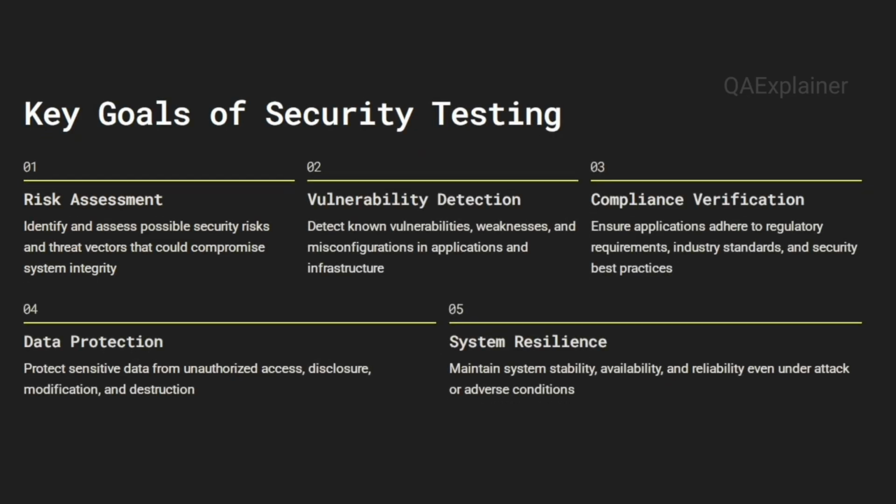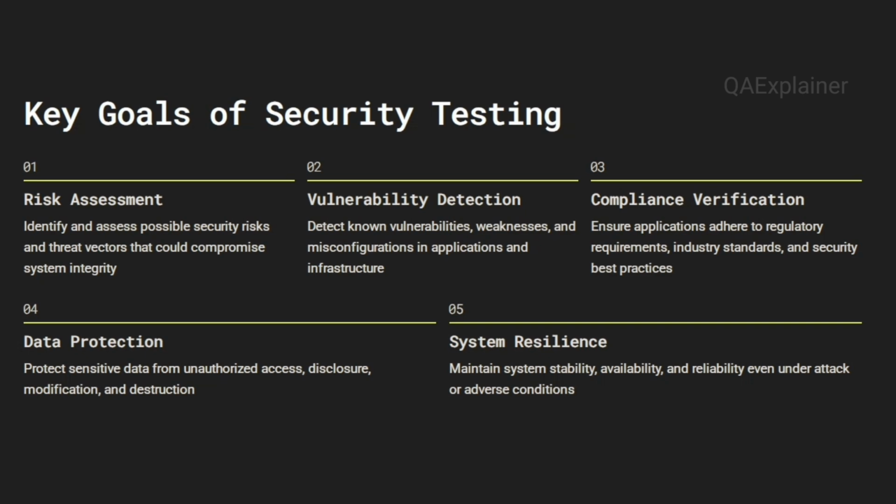Now, what are the key goals of security testing? First thing is risk assessment. Here we need to identify the security risks and the threat vectors that could compromise the system. Second is vulnerability detection. Here we need to detect vulnerabilities, weaknesses, and misconfigurations in the application and infrastructure. Third is compliance verification.